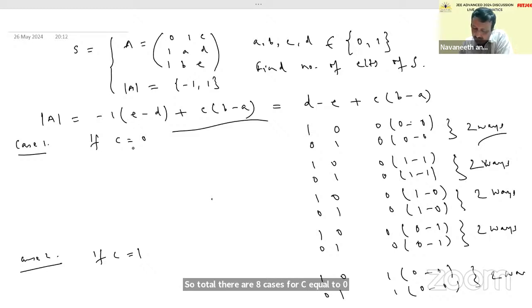Any doubt, any of you, any students there? Those who wrote the exam today? So we will have 8 cases for C equal to 0.